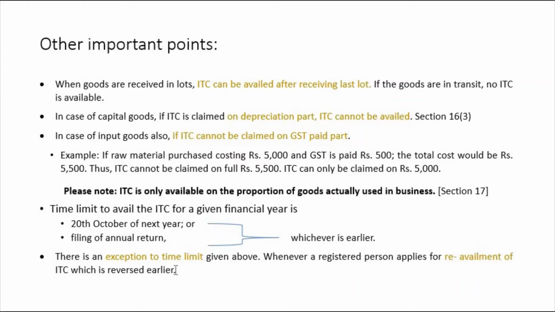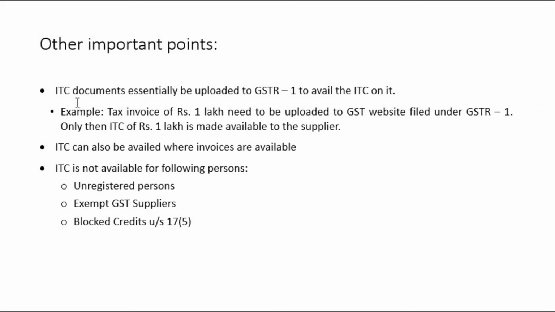There is an exception to the time limit given above. What is that exception? Whenever a person applies for re-availment of ITC which was reversed earlier. Now what do you mean by this re-availment of ITC? We will speak about this in section 17, which is the apportionment of ITC, right? We will see it later. Just postpone or skip this point, re-availment. There are some other points.